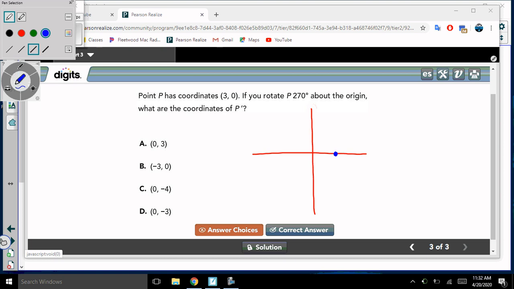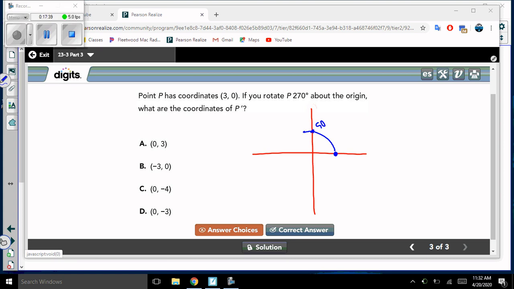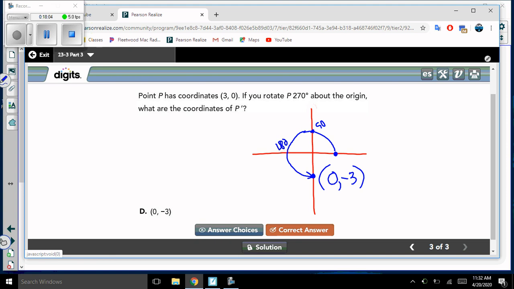And so if we rotate that 270 degrees, this would be 90. This is going to be 180. And then 270 is going to be right about here. All right? So what point is that? Obviously, I'm on the y-axis. And if I'm on the y-axis, my final answer should have x of 0, and I'm 3 away from the origin on the downside, so my answer should be (0, -3), and in fact, that's the case.